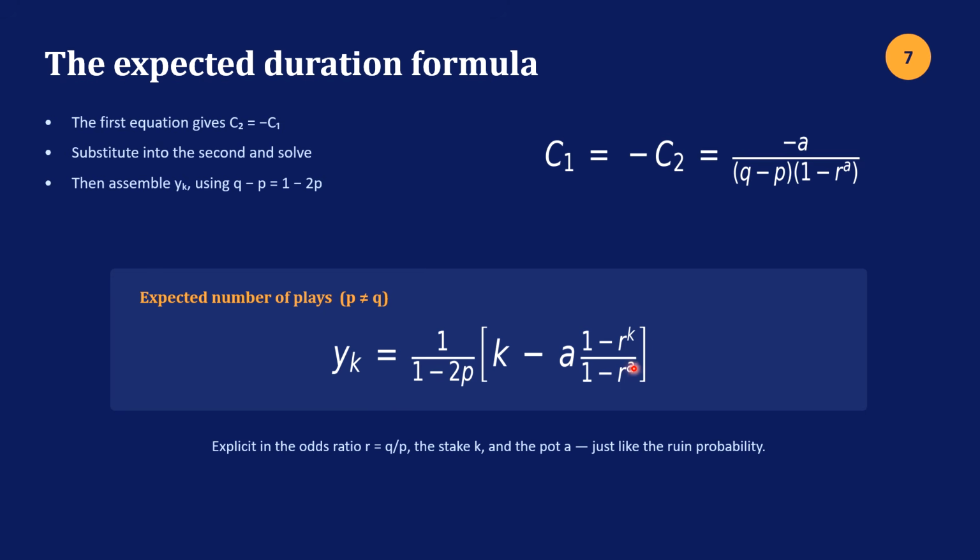Okay, so you notice here, as we had in the previous lesson, if P equals Q, you run into a problem trying to use this, because R would be 1 in that case, and this would blow up. So we'll handle that separately. On the next slide, I want to put in some numbers just to give you a sense of the different lengths of time that it takes for the game to end, depending on P and K and A.